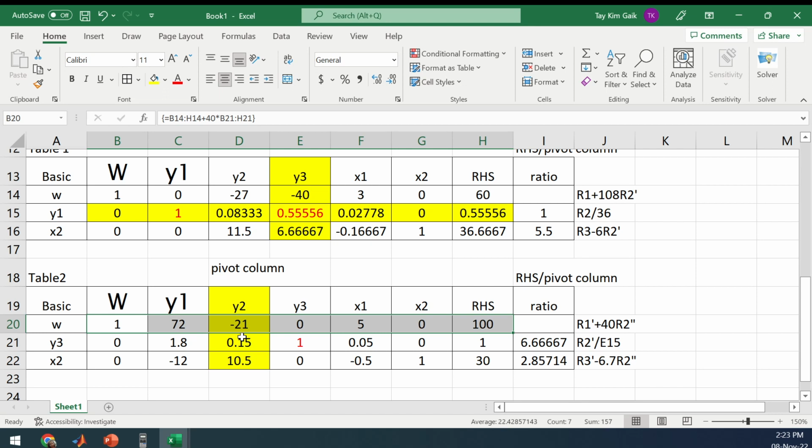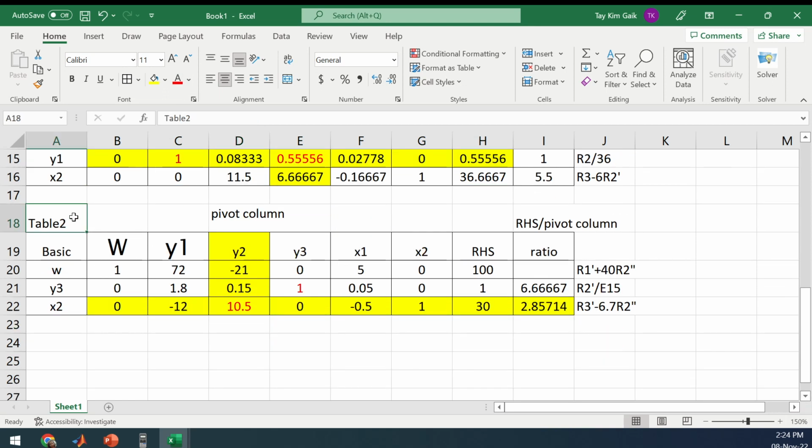Then now we still got the negative column. So y2 now becomes the pivot column. We calculate the ratio again, which is right hand side divided by pivot column. The smallest positive ratio now is the last row. So the last row now becomes the pivot row. y3 already went into basics. So the intersection of pivot column and pivot row is 10.5. 10.5 now is the pivot cell.